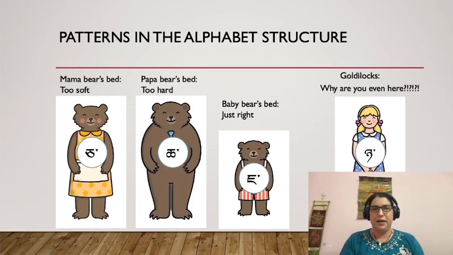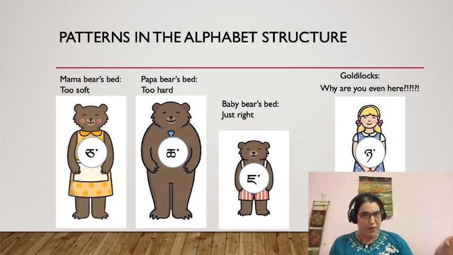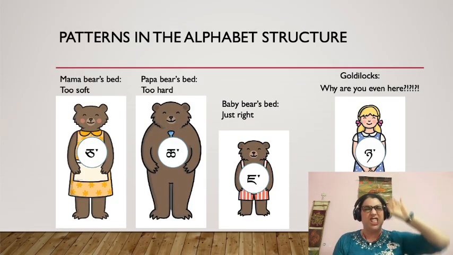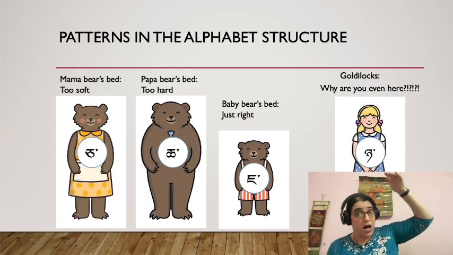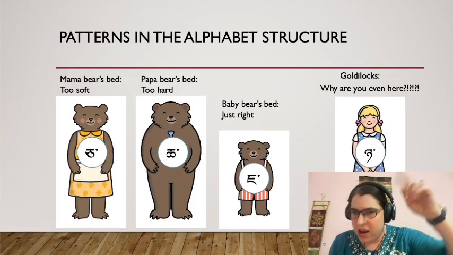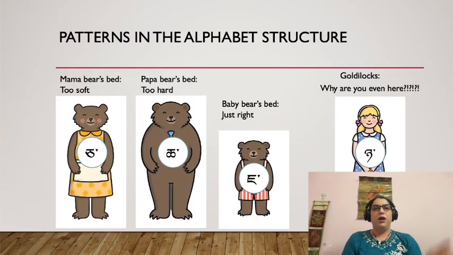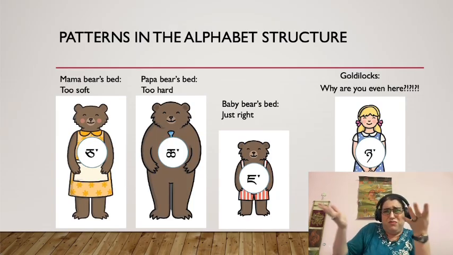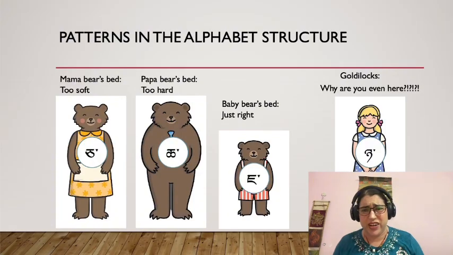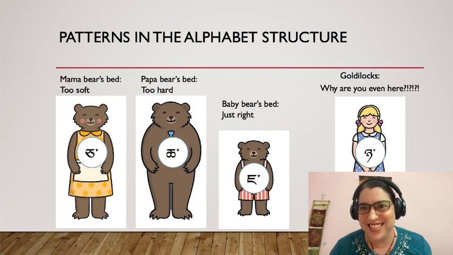So hopefully we're starting to see a pattern. This first column is going to be Mama Bear. She is high tone, and she's too soft. Our second column is going to be Papa Bear, also high, but too hard. Our third column is going to be Baby Bear, low, just right. And our fourth column is going to be Goldilocks, low and just not really sure why she's there. So let's go on to our next row.